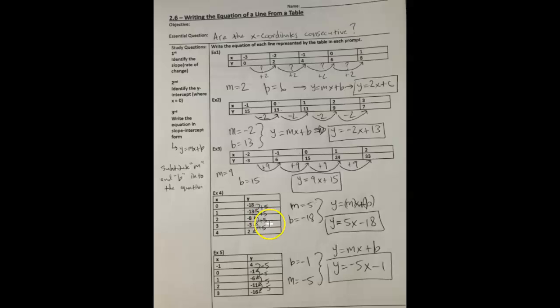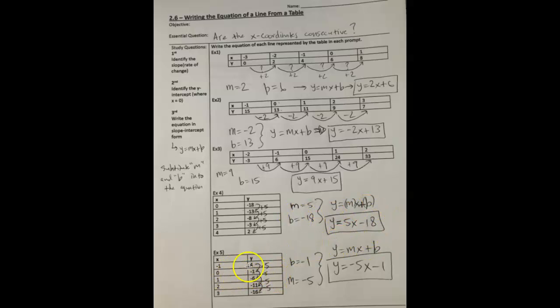And even though these tables are set up vertically, it doesn't matter. You see your x coordinates are still consecutive, and you check what your rate of change is in your output from one output to the next. And in this one, you can see it's a +5: -18 + 5, -13 + 5, -8 + 5, and then -3 + 5. So our rate of change is +5. So our slope m is 5. And then your y-intercept is at 0, -18, so there's that. So y = 5x - 18.